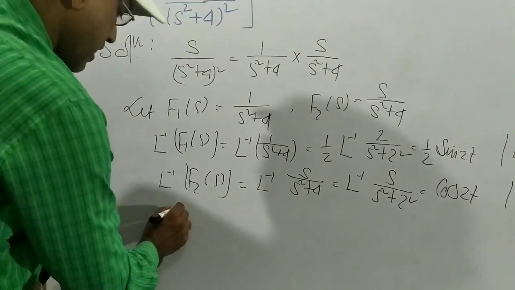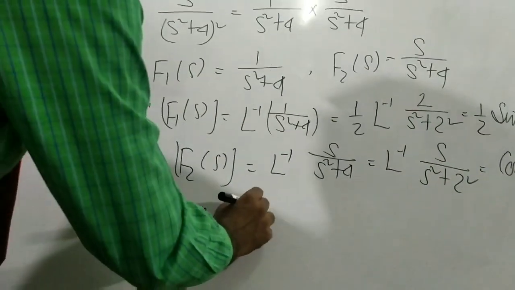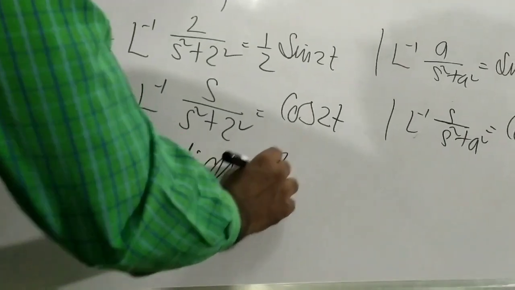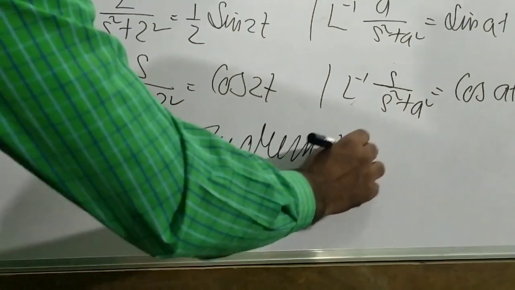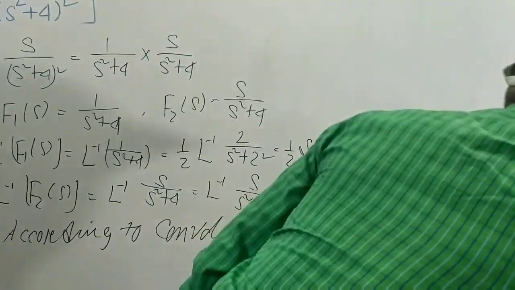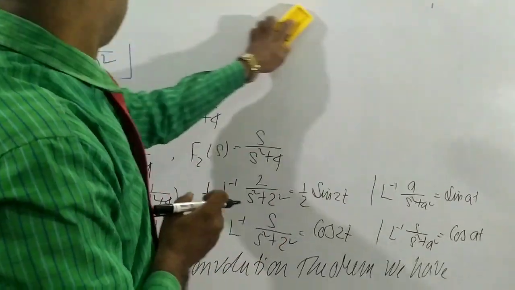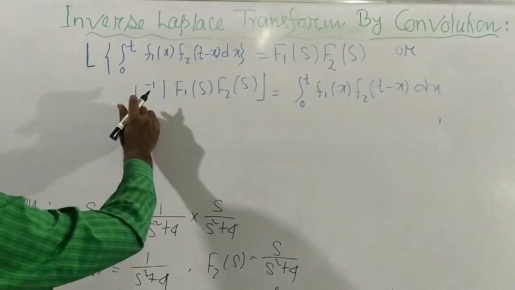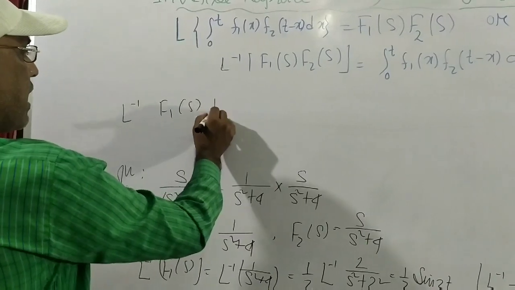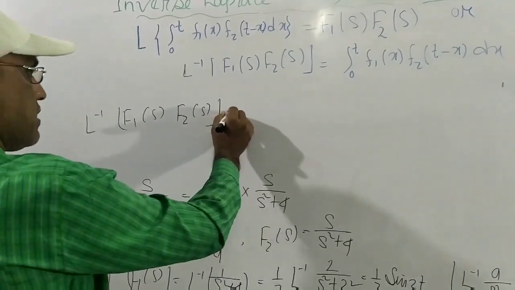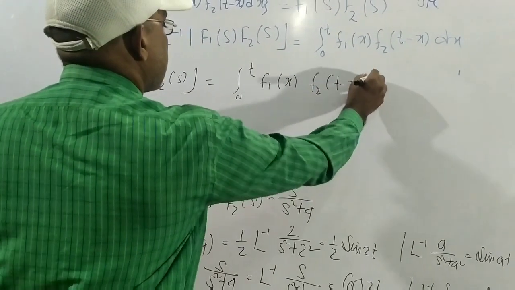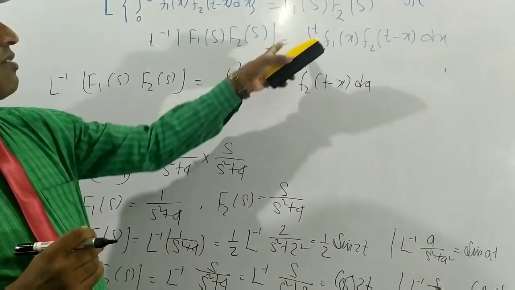So according to the convolution theorem, we have: L inverse of F1(s) F2(s) equals the integration 0 to t f1(x) f2(t minus x) dx. This is our convolution theorem. Just you have to write this one.